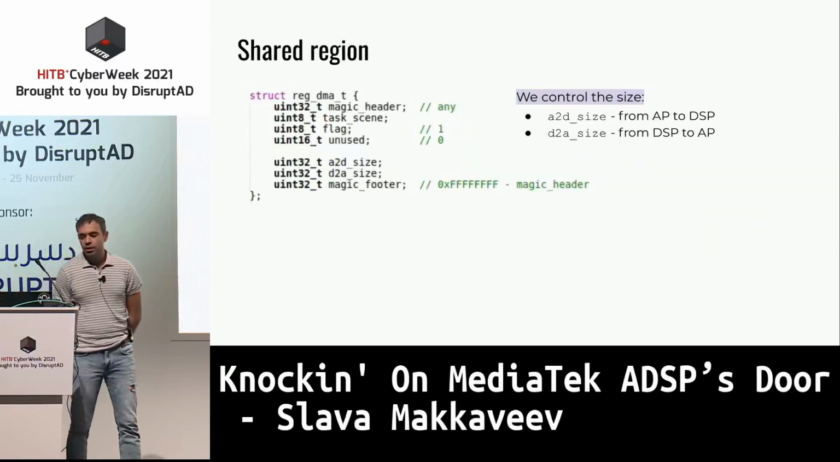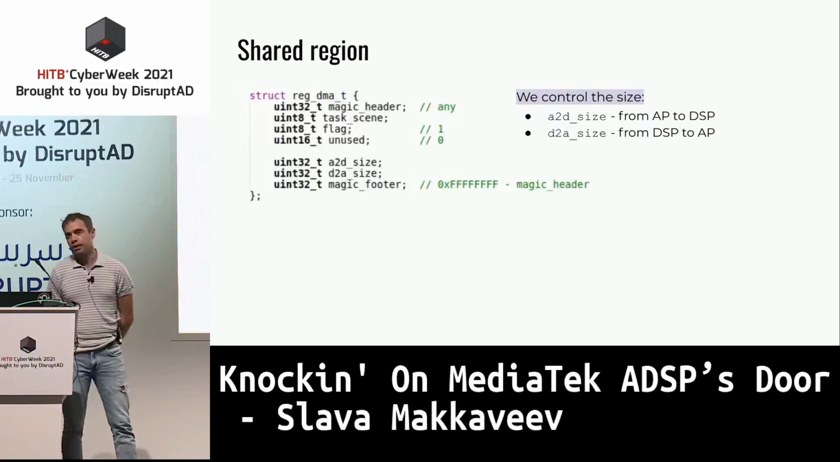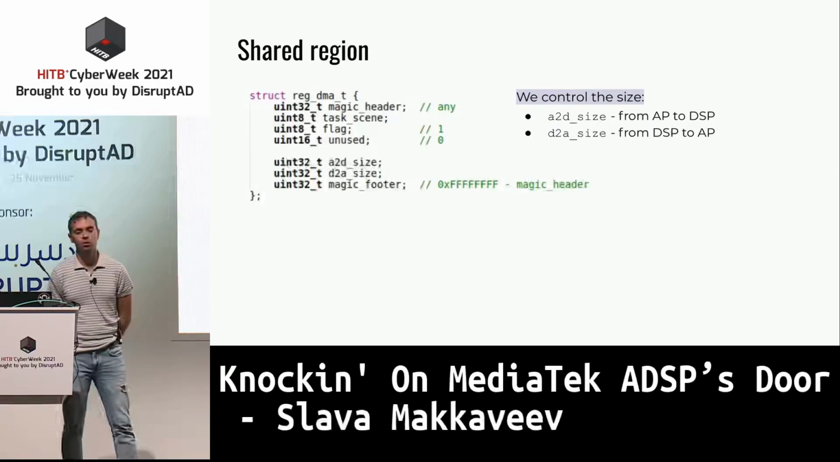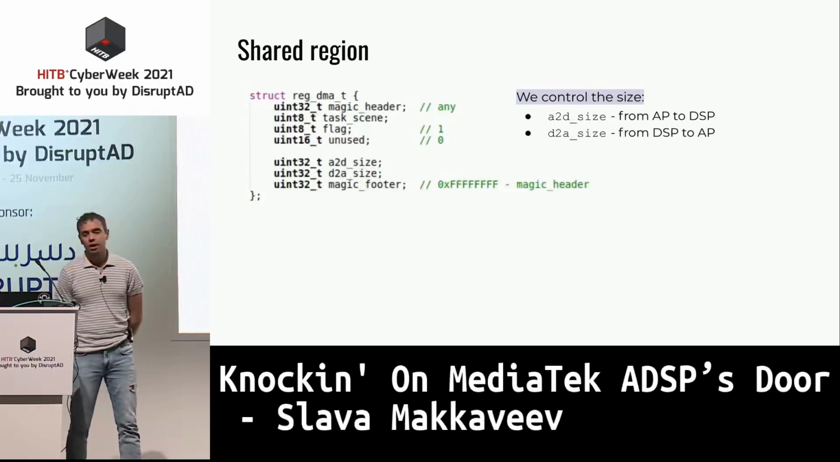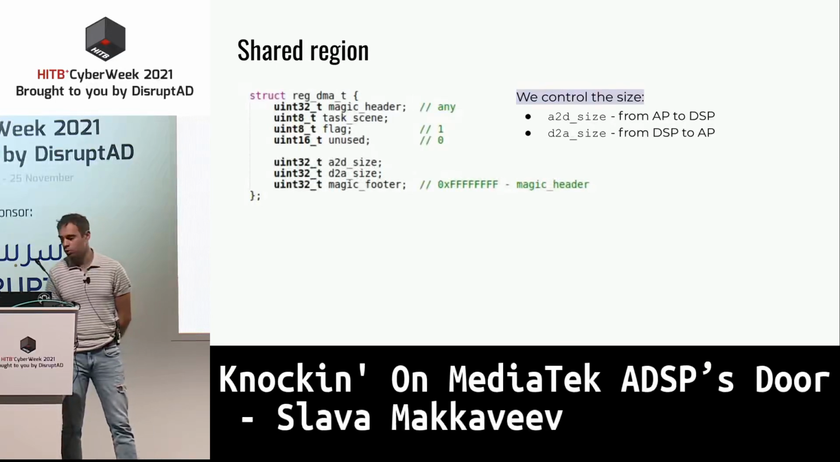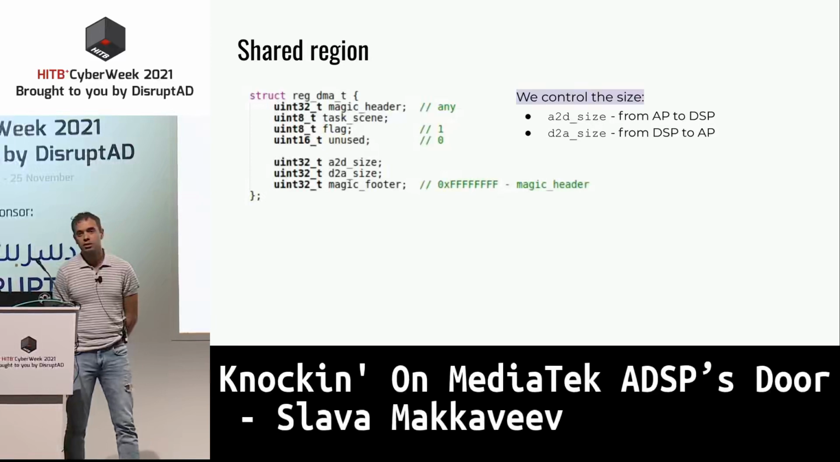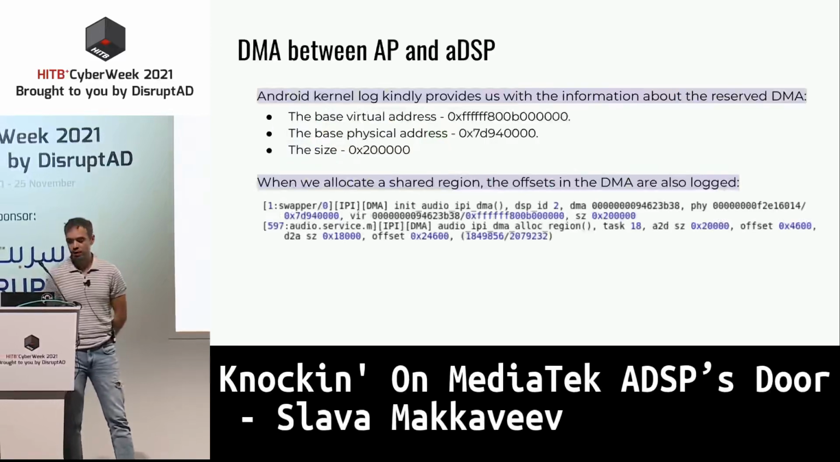Okay, several words about shared memory. The audio EP-RegDMA ioctl, responsible for allocating shared memory, expects to receive an object of the following structure as an argument. Here we can control the size of the allocated region through the A to D size and D to A size fields. For this study, it means that we can transmit a message payload as large as we want.